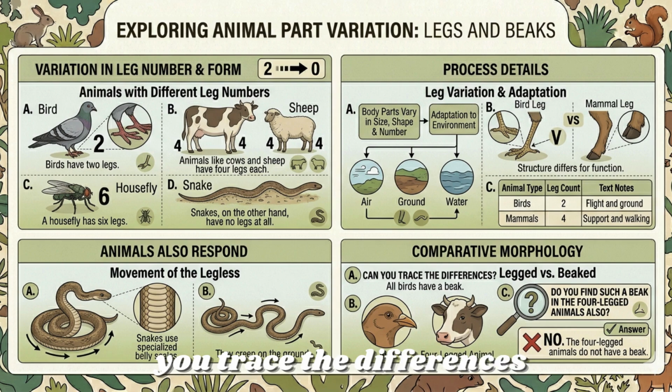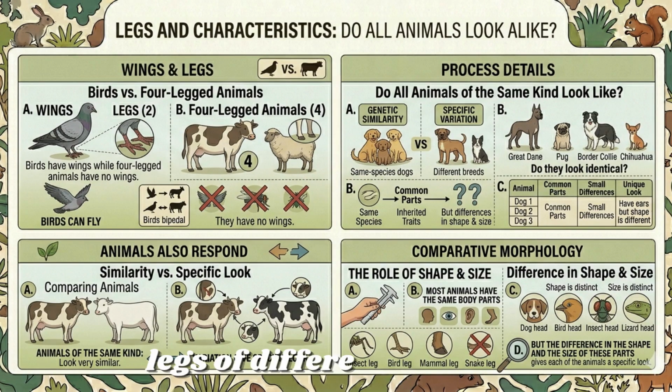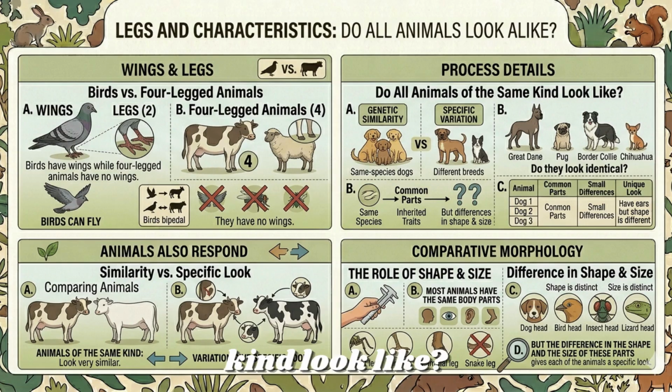Can you trace the differences between the 4-legged animals and the birds? All birds have a beak. Do you find such a beak in the 4-legged animals also? No. Legs of different animals. Birds have wings while 4-legged animals have no wings. Birds can fly while 4-legged animals cannot do so. Do all animals of the same kind look alike? Most of the animals have the same body parts. But the difference in the shape and the size of these parts gives each of the animals a specific look.